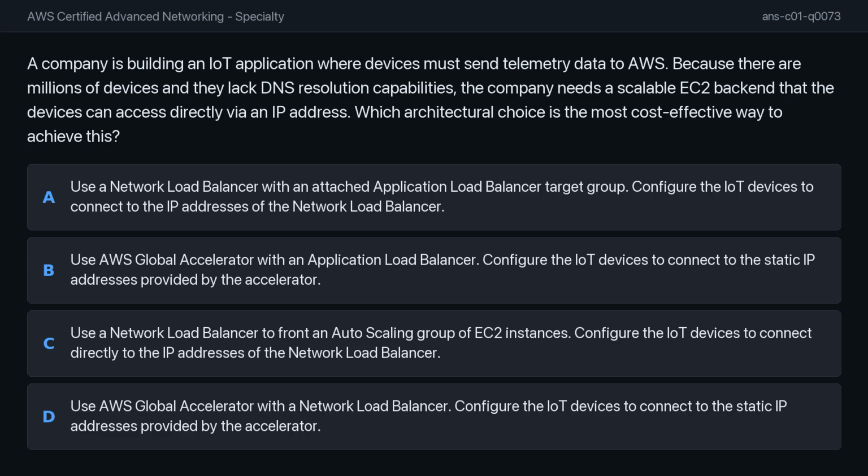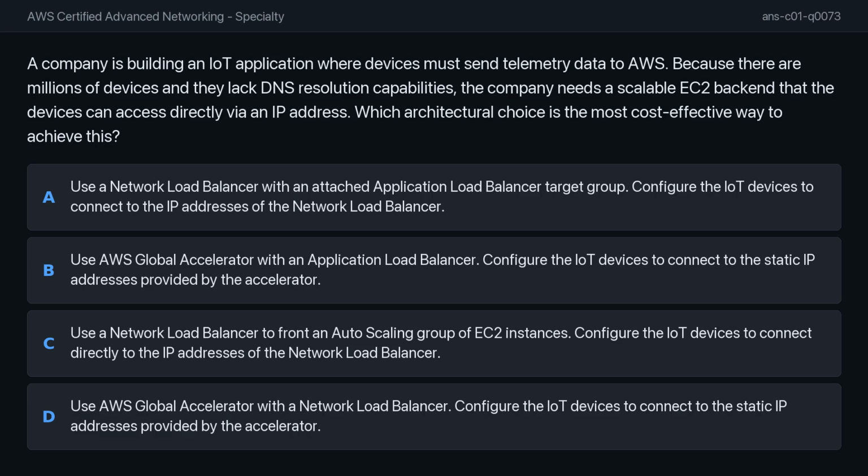Option A, use a network load balancer with an attached application load balancer target group. Configure the IoT devices to connect to the IP addresses of the network load balancer. Option B, use AWS Global Accelerator with an application load balancer. Configure the IoT devices to connect to the static IP addresses provided by the accelerator.